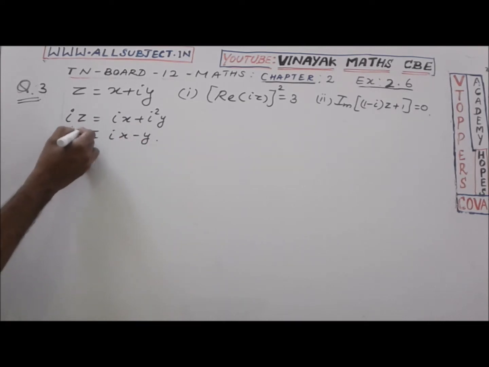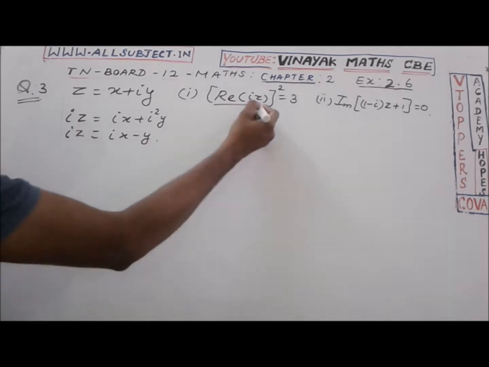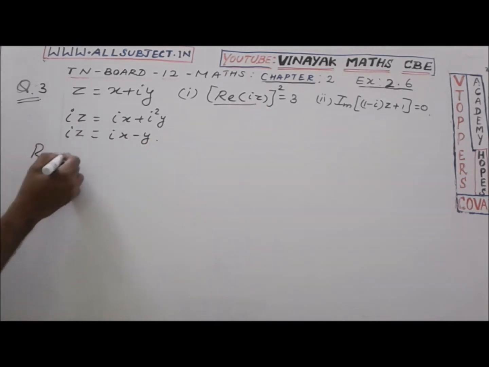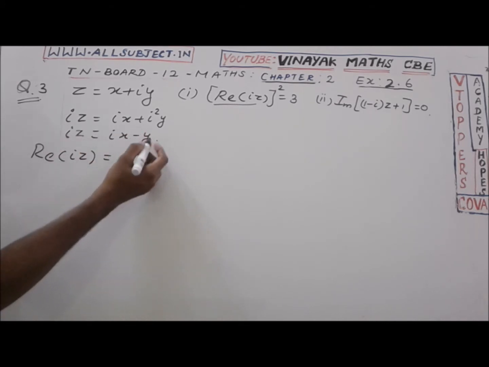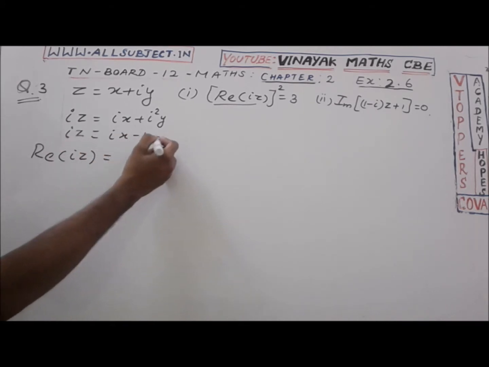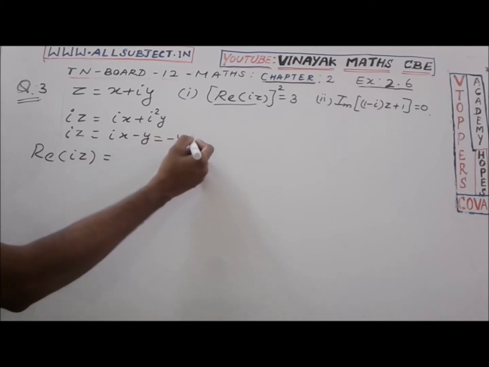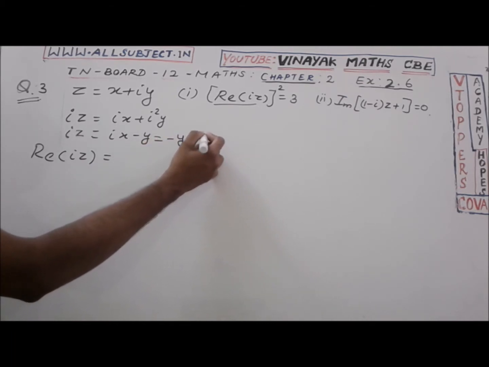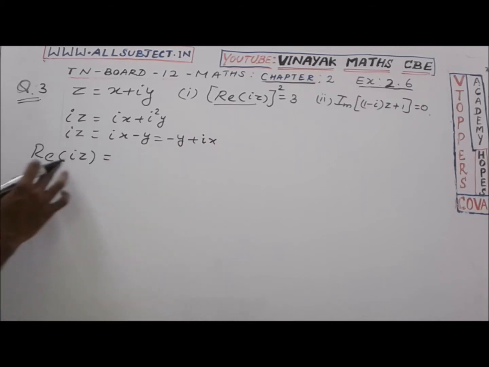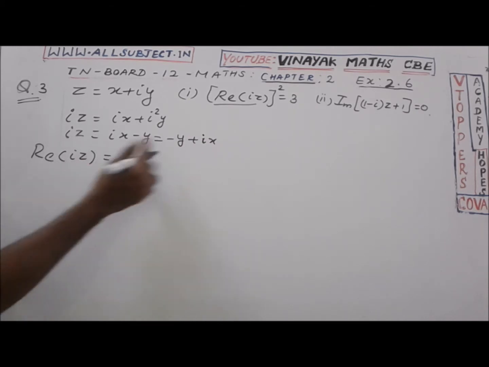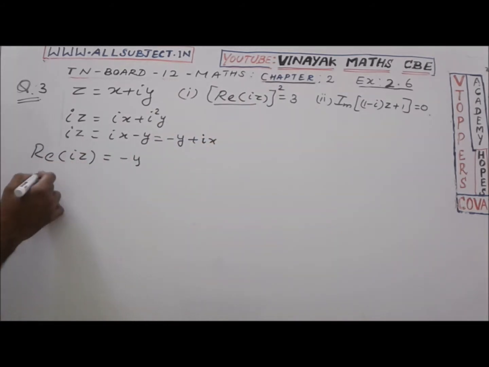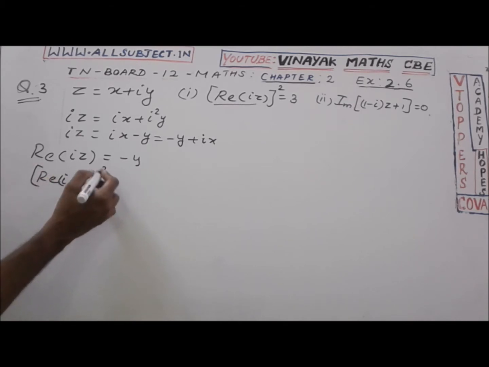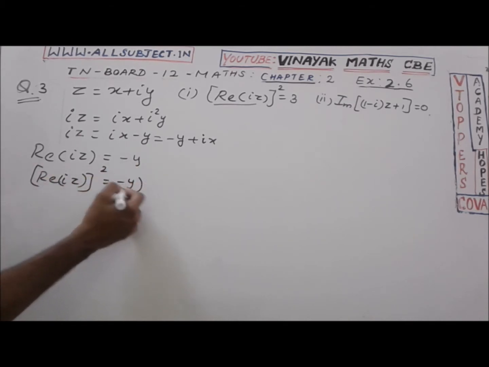This is iz. Now real part of iz, Re of iz equal to, which is the real part? Minus y is the real part, and this is the imaginary part. When we write in rectangular form, minus y plus ix. Now real part of iz equals minus y. Now the square of it, Re of iz whole square equals minus y square.